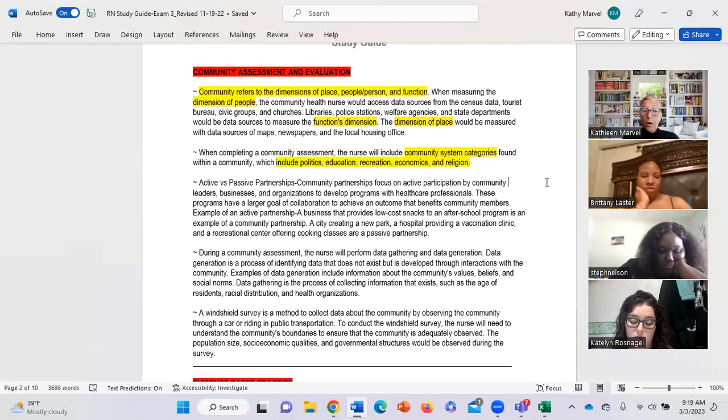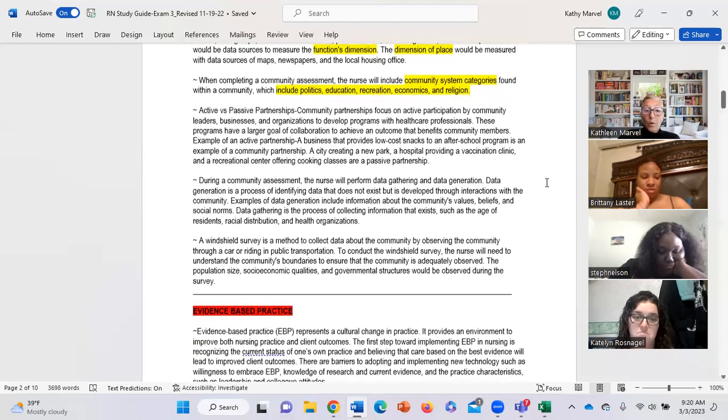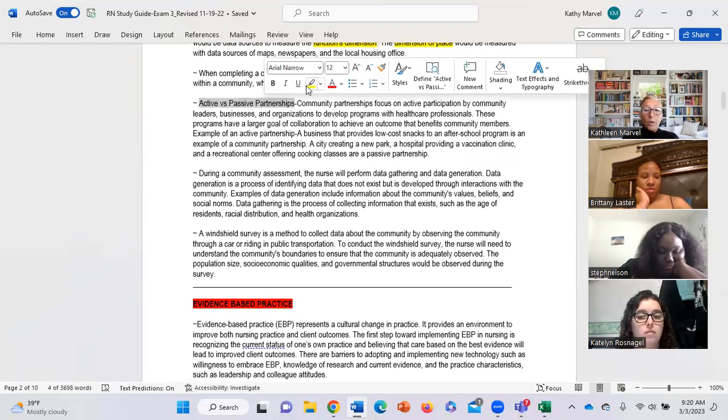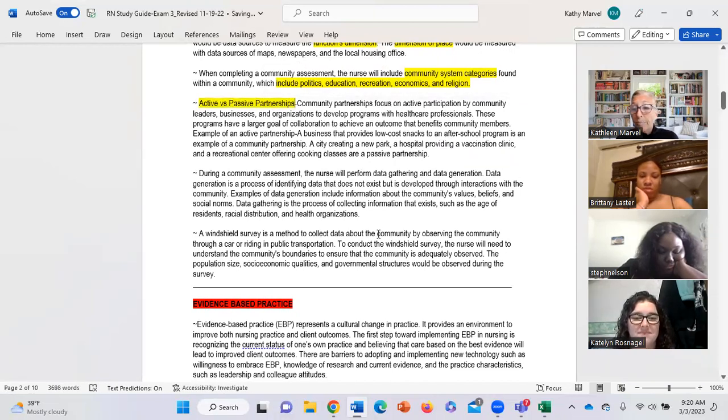But what you need to know is that the community is made up of these 5 systems. The next is active versus passive partnerships. Why are partnerships important to a community?